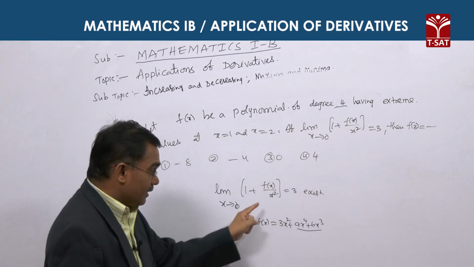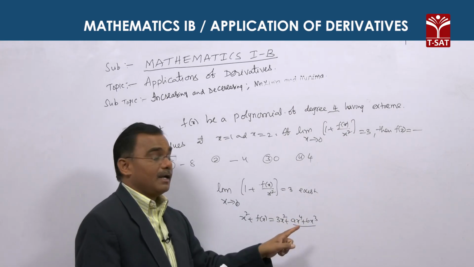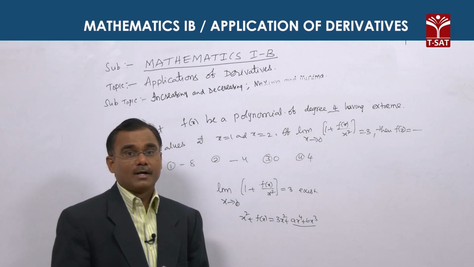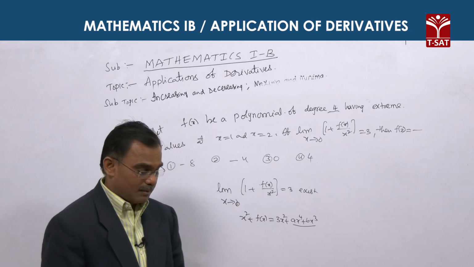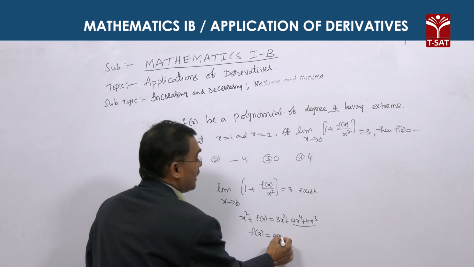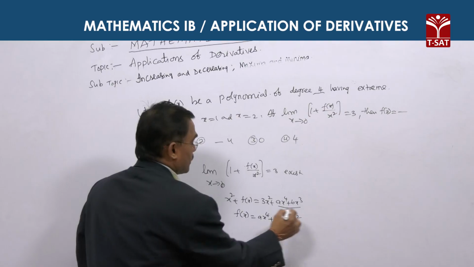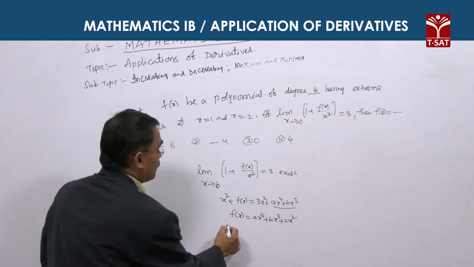Right. So that's why the limit exists. Whatever the function is, ax power 4 and bx cube are here. We find the parameters a and b from that. So f of x is equal to ax power 4 plus bx cube plus 2x square. Next, find f dash x.